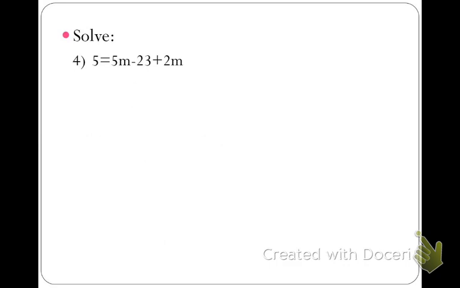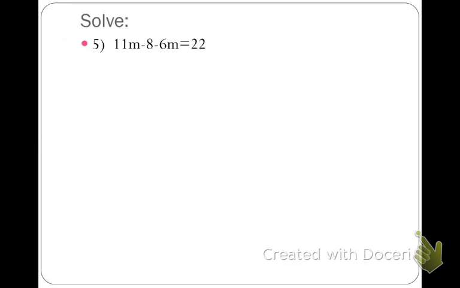All right. Now, how we want to do this, right? 11m minus 8 minus 6m equals 22. First thing we want to do, yeah, combine those like terms, right? Simplify each side first. Treat each side separately and simplify them. 11m minus 6m is 5m. Yep.